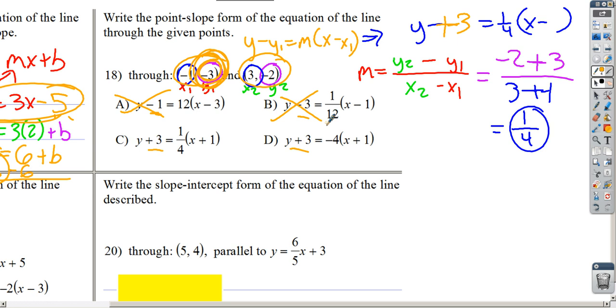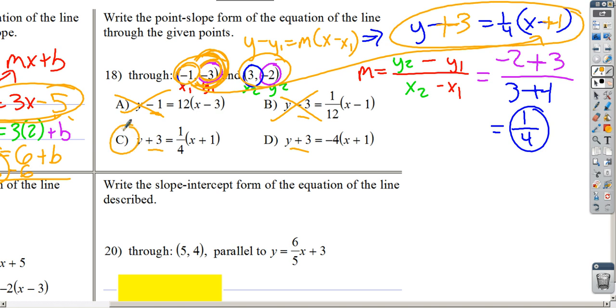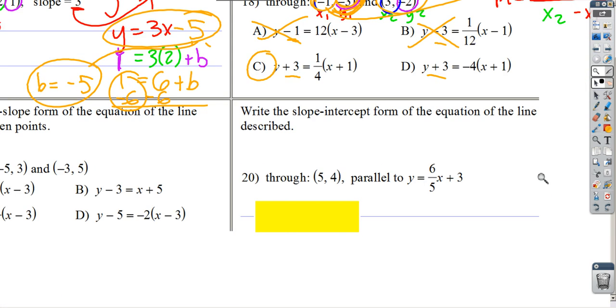And then when y is 3, sorry, it's gotten so messy you can't see it, but x equals negative 1. So I'll plug that in right here. So minus negative 1, that's like x plus 1. And if you look at that equation right there, it matches option C. So that would be C right there.